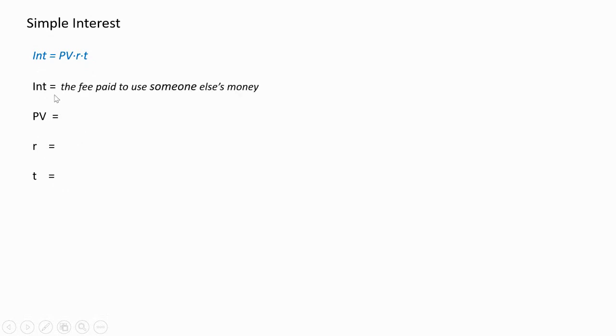So then the interest, which is INT, is a fee paid to use someone else's money. Okay, that's interest earned. The PV is called the present value or principal. The R is going to be the interest rate, and this is always denoted by the percent symbol. Okay, it's going to have a number and then the symbol. That means that's going to be your interest rate. But the interest rate is always put in a decimal. Okay, I'm going to show you later on. And the time is in years.